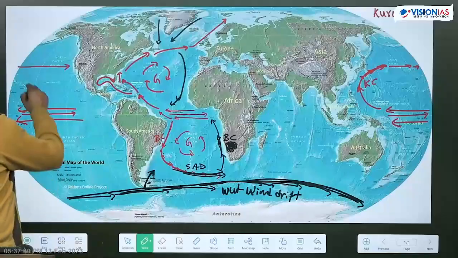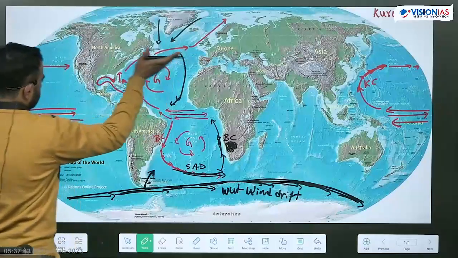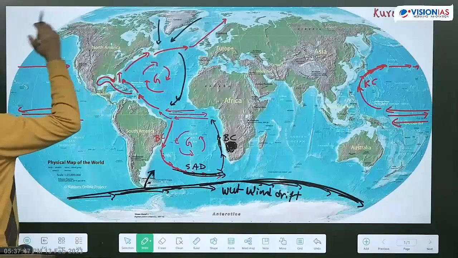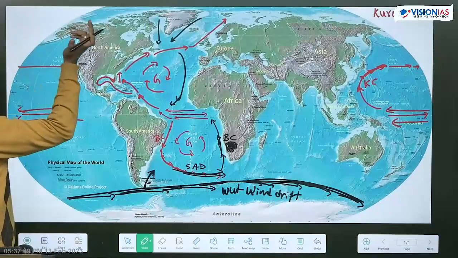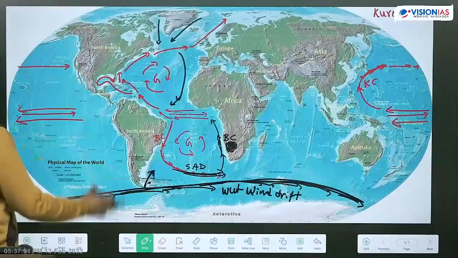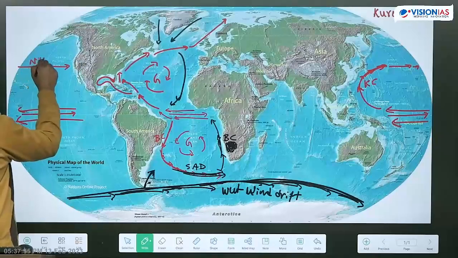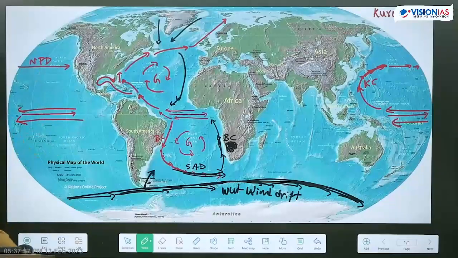So this current turns totally towards the right side. As it comes towards the north, it totally turns towards the right side under the influence of westerlies and Coriolis force and crosses the Pacific Ocean from west to east, and this is called the North Pacific drift or current.